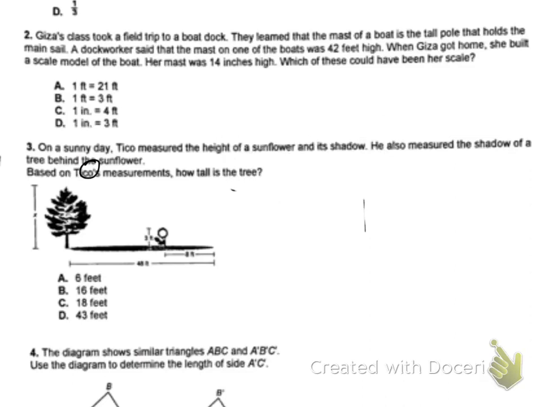I guess that didn't erase. All right, so let's look here. Her mast was 14 inches, and the original was 42 feet. Now we can simplify this by 14. 14 divided by 14 is 1, so that's an inch. 42 divided by 14 is 3, and that's in feet. So the answer is D.